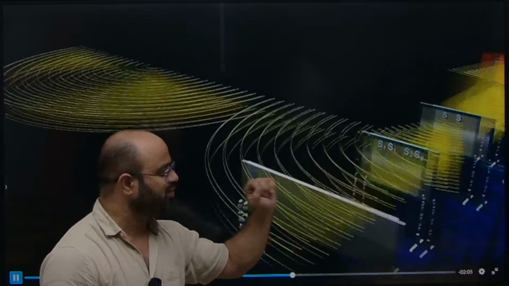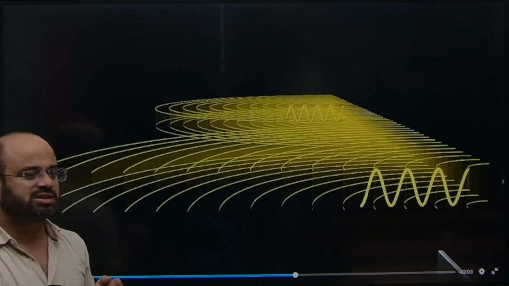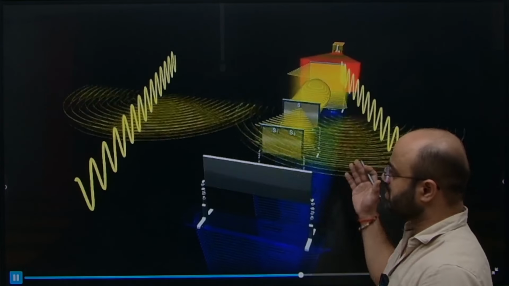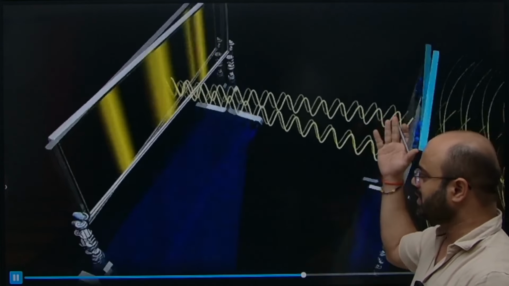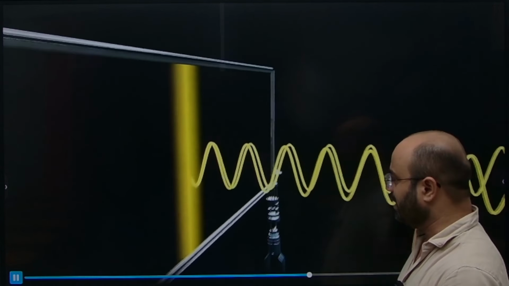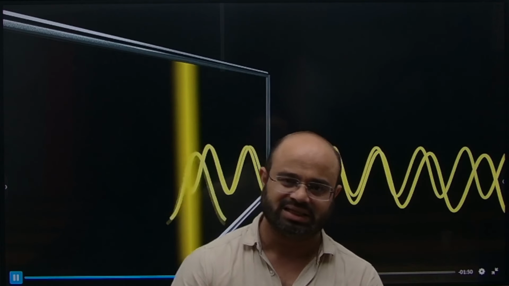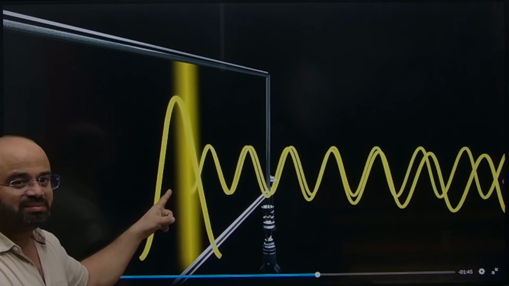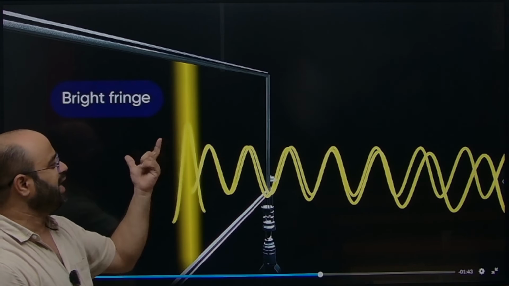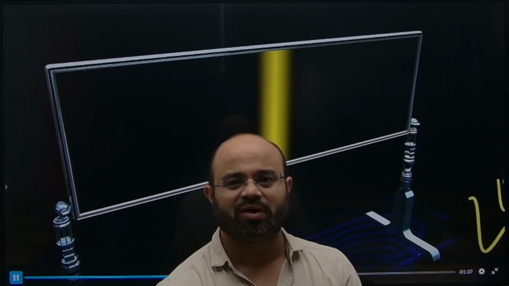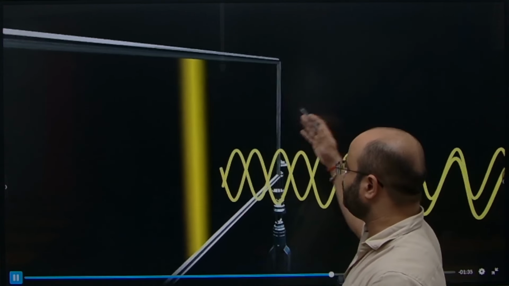This is a wavefront produced by S2. This is a wavefront produced by S1. The two waves superimpose on each other. If they superimpose in the same phase, they become brighter. That's called constructive interference. The light wave coming from S1 and the light wave coming from S2 both superimpose on the screen. When the same phase means both the maxima are superimposed, it becomes brighter, intensity becomes more, and that is obtained as a bright fringe. It is obtained repeatedly, so there are so many bright fringes.